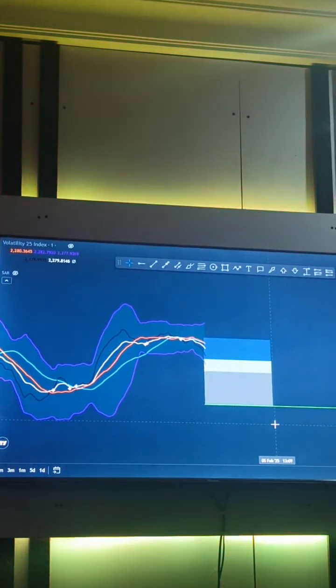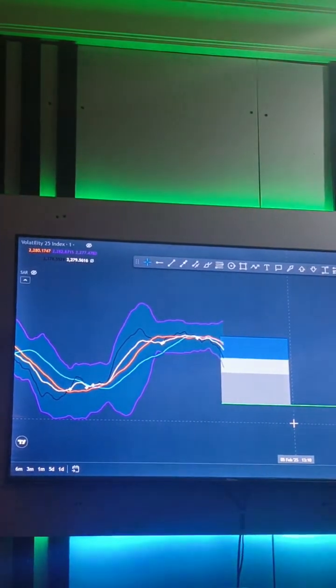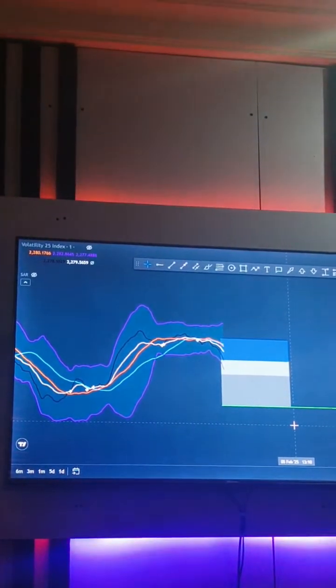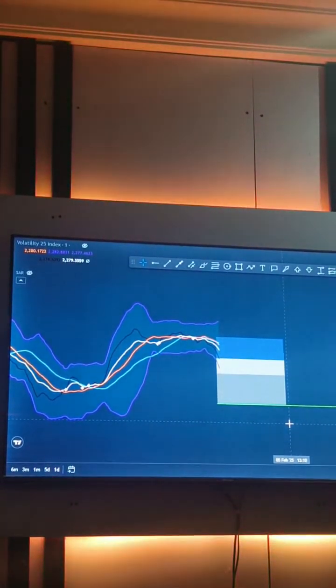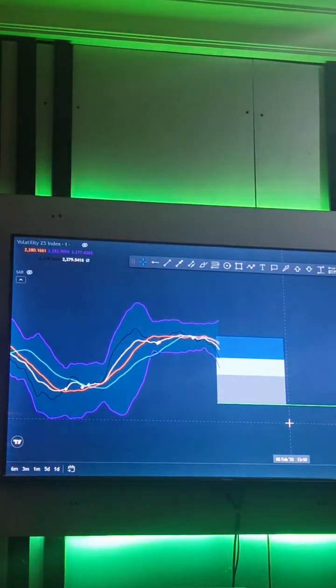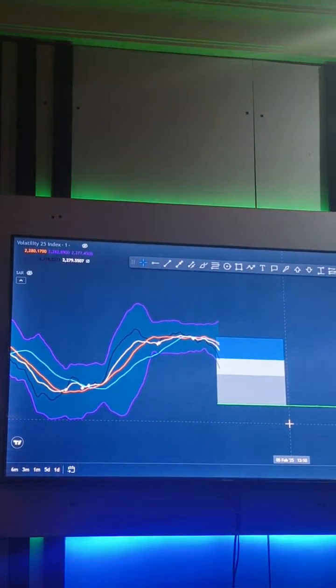So all we have to do now is just to enter the key. The volatility is volatility 25. You can see it there, volatility 25. So this strategy is very, very simple to do. This strategy is very easy, and it has a very good, massive win rate that anybody can use.